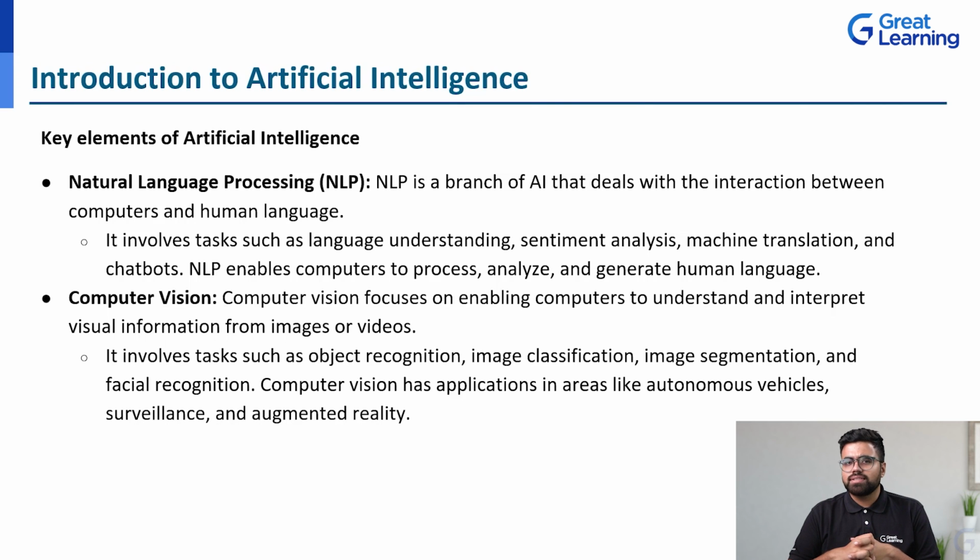Now, it involves tasks like object recognition, right? If I just keep an egg in front of it as input, it should understand that we're talking about an egg. It should not call it a ball, right? So object recognition is the first part that comes under computer vision. Then image classification, segmenting those images, right? And facial recognition.